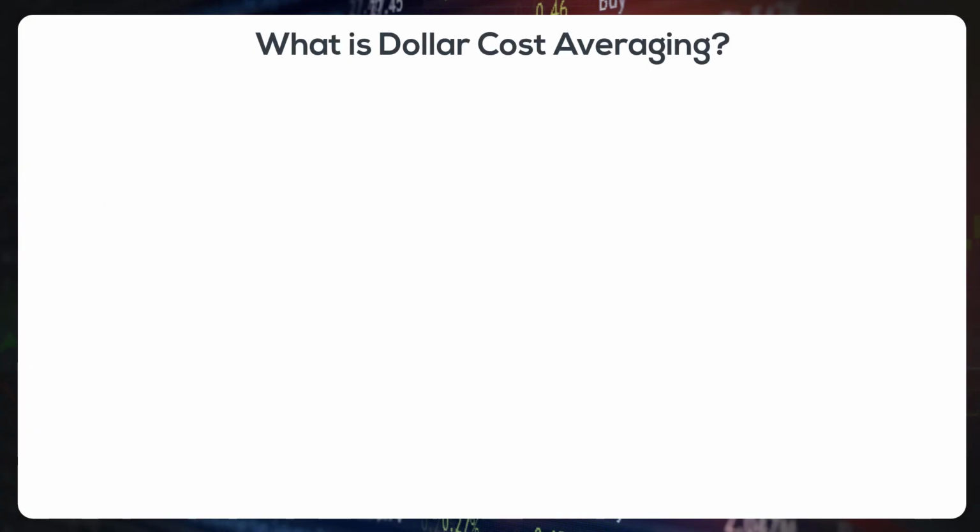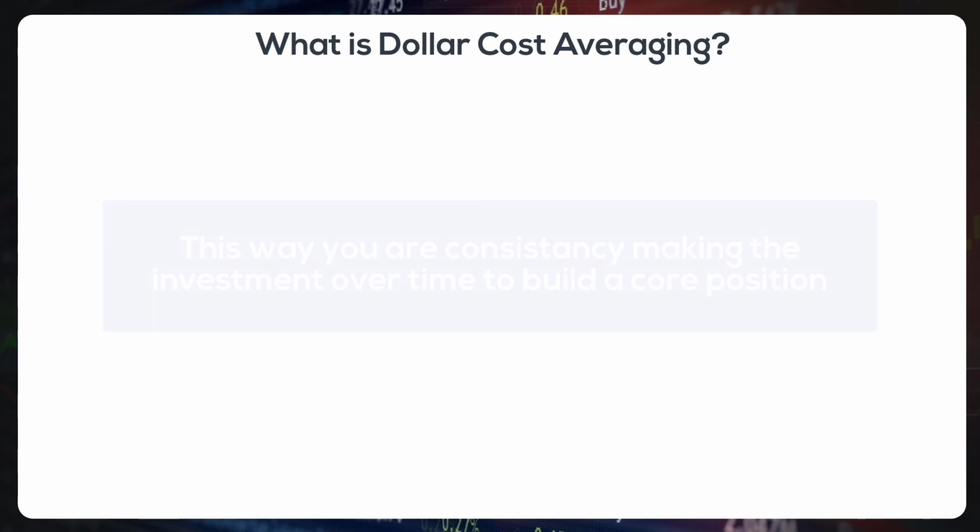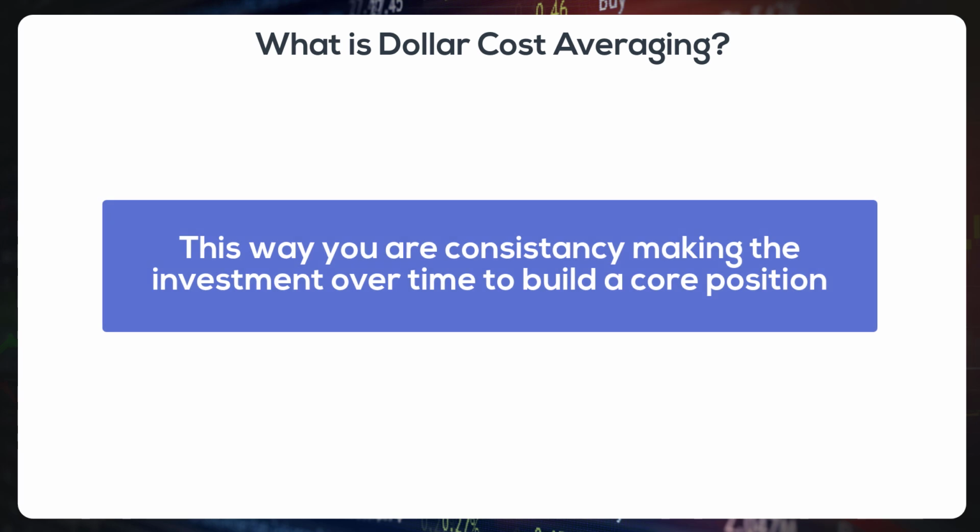What is dollar cost averaging? An example of dollar cost averaging is where you invest a fixed amount of money at regular intervals, regardless of what the market is doing. This can be weekly, monthly, or even quarterly. This way you're consistently making the investment over time to build a core position.